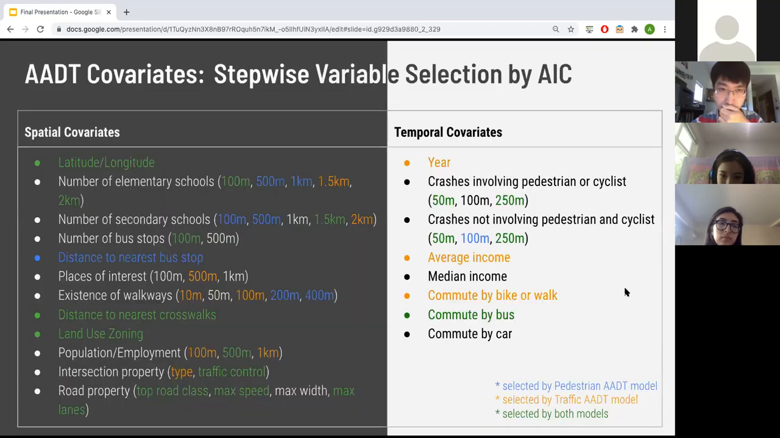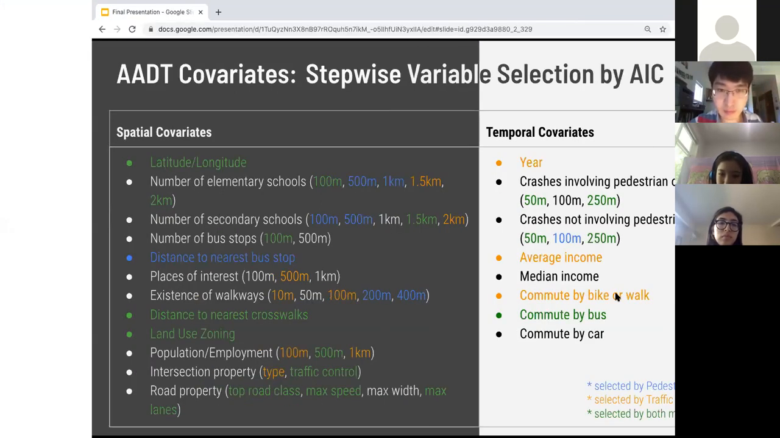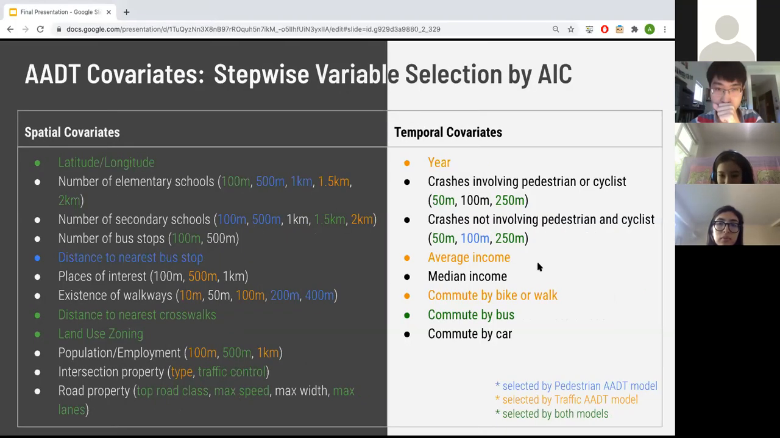The next slide lists all covariates that were considered in fitting the models. We used stepwise variable selection by AIC to find the subset of most relevant covariates that minimizes out-of-sample prediction error. The blue ones are selected by the pedestrian AADT model. The orange ones were selected by the traffic AADT model. The green ones are selected by both. I won't go into details about the variables as they are mostly the same as our PPI factors, and I believe you will have access to the slides afterwards if you are interested.